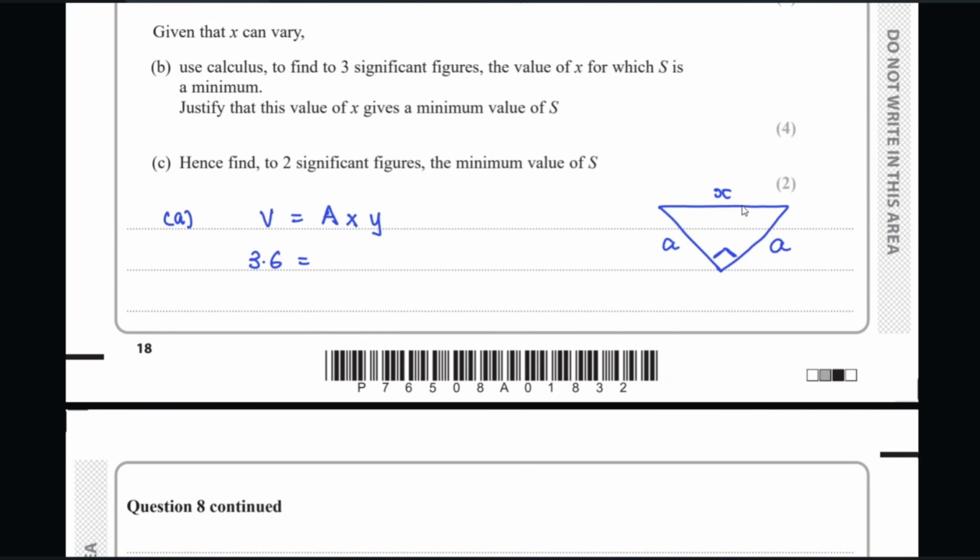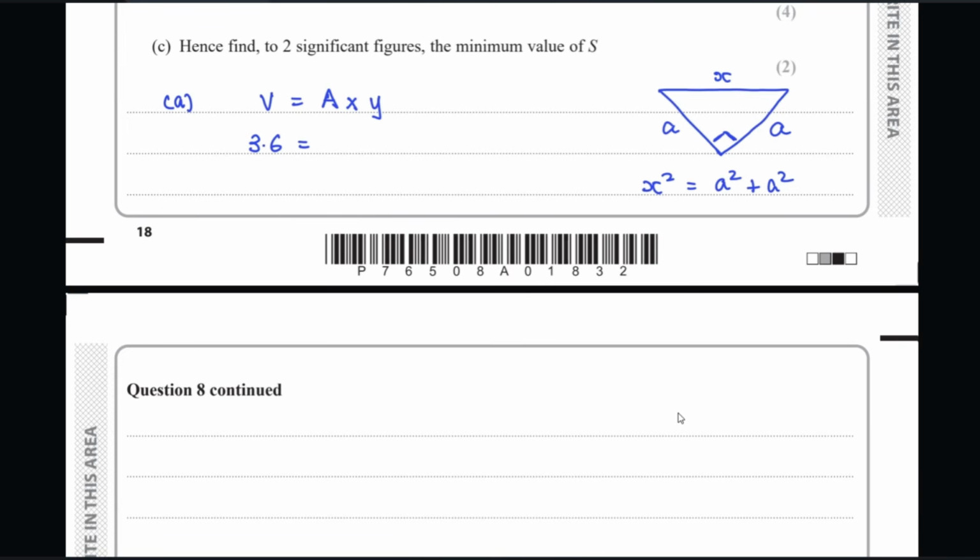So what's the relationship between x and a? If we use Pythagoras, x squared is equal to a squared plus a squared. That means 2a squared is equal to x squared, so a squared is equal to half x squared. Then a would be the square root of all of that. We won't be using the plus or minus sign because we're dealing with length, and length is always positive. So it's going to be 1 over root 2 times x. That is the value of a.